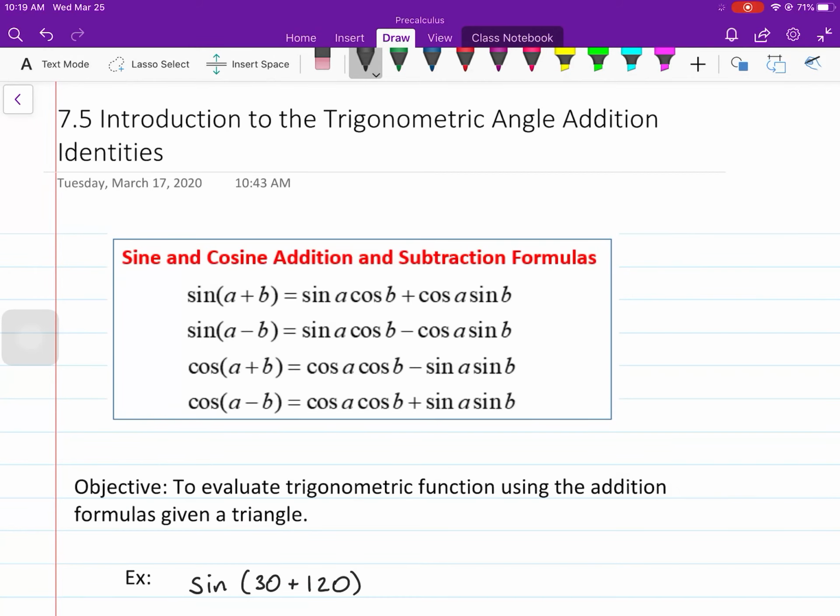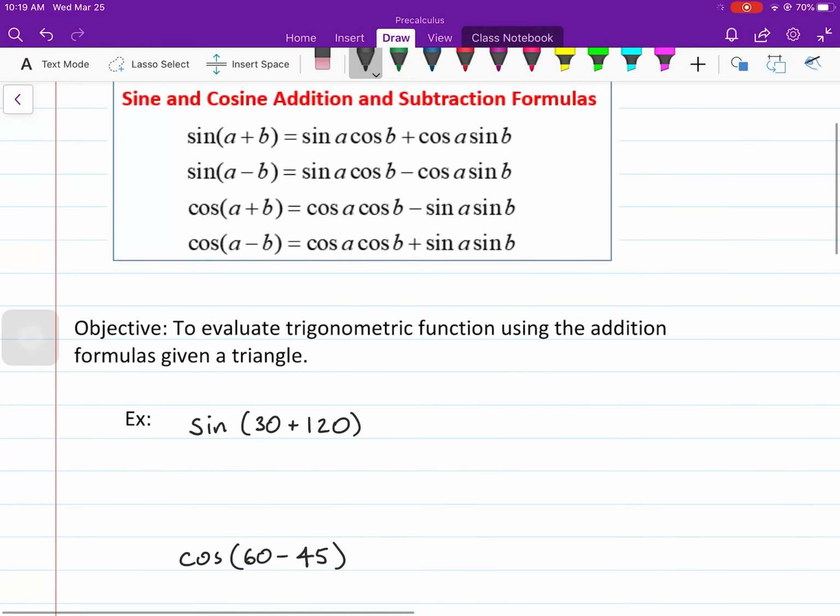Before this lesson, we were restricted to values that were within the unit circle, unless we use a calculator, of course. But now we're going to be able to find values that are outside the unit circle, as you're going to see in this second example with cosine right now.